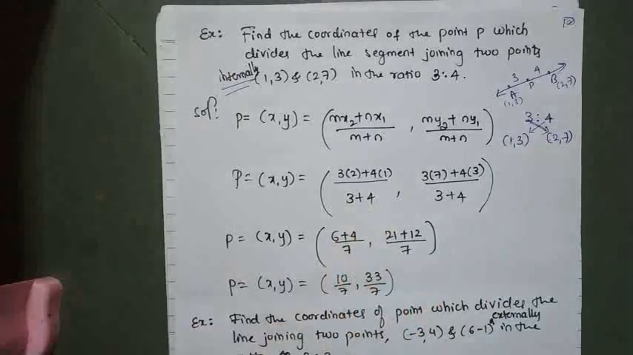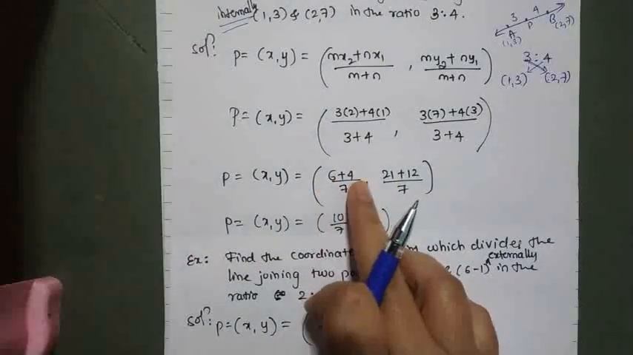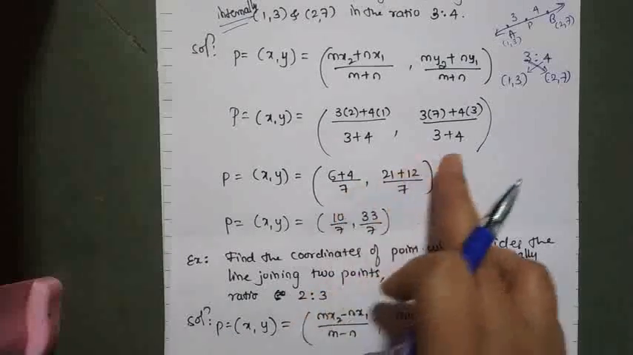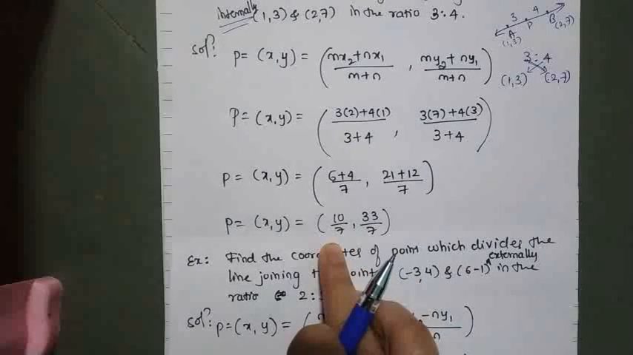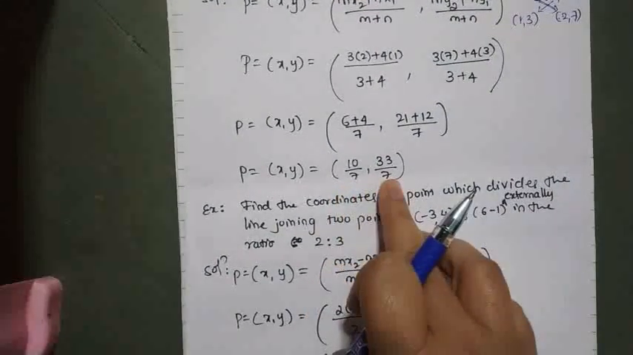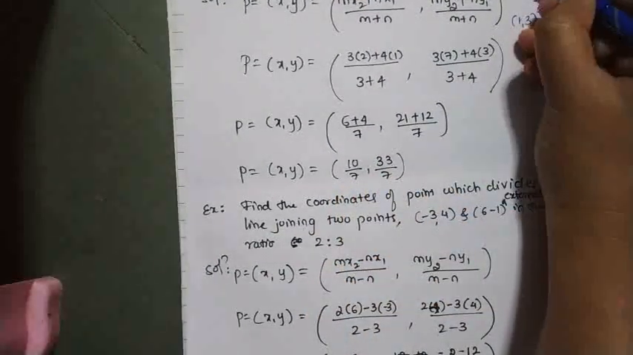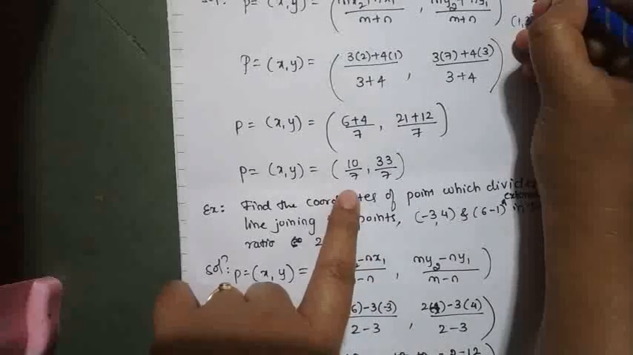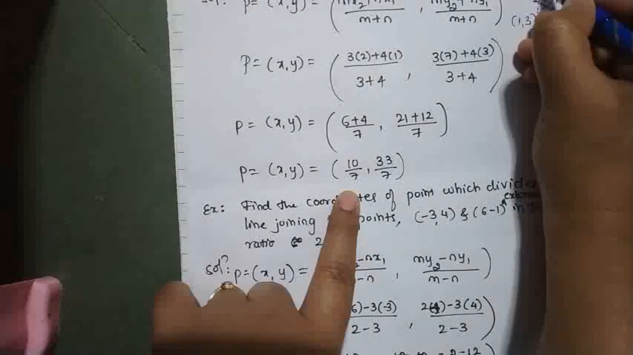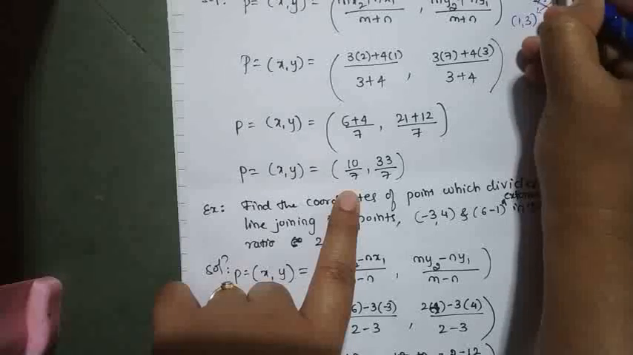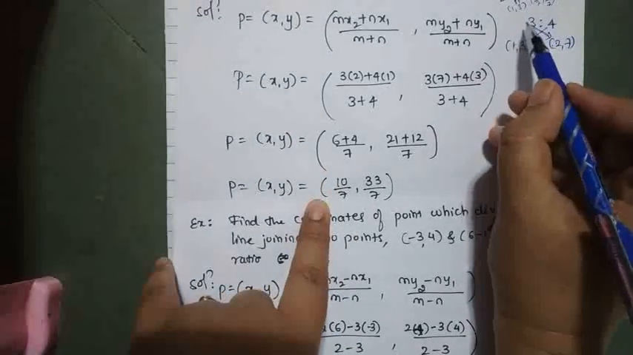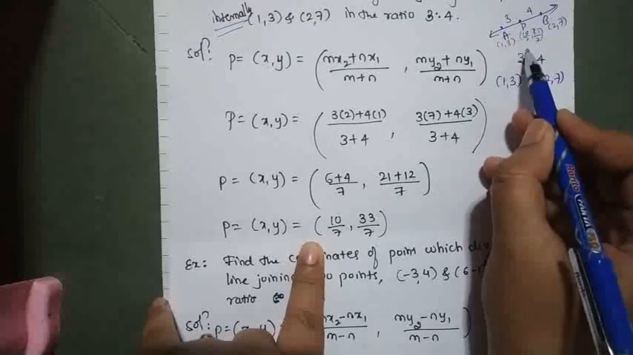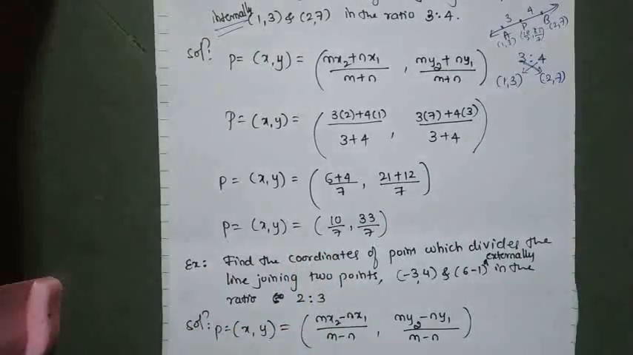Which is equal to 3 2s are 6 plus 4 divided by 7 and 21 plus 12 by 7, that is 10 by 7 and 33 by 7. So coordinate of the point P is given by 10 by 7 and 33 by 7.